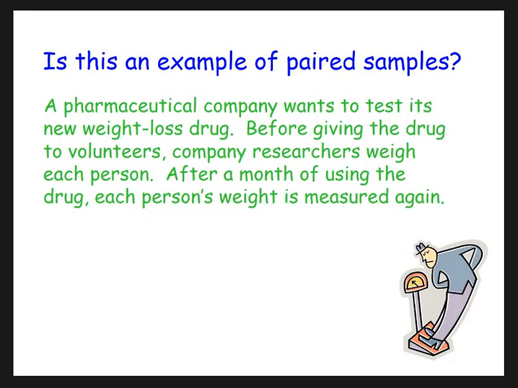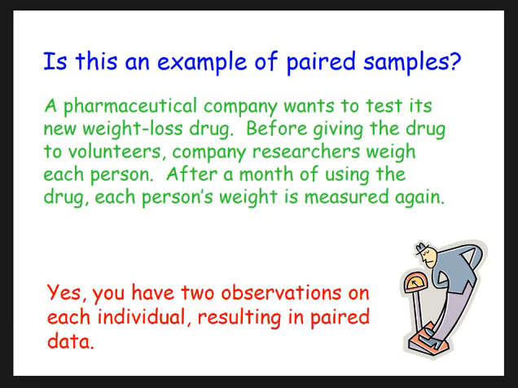How about this one? A pharmaceutical company wants to test its new weight loss drug. Before giving the drug to volunteers, company researchers weigh each person. After a month of using the drug, each person's weight is measured again. This is a paired test, even though it's not two samples, it's one sample with two different treatments, a before and after.